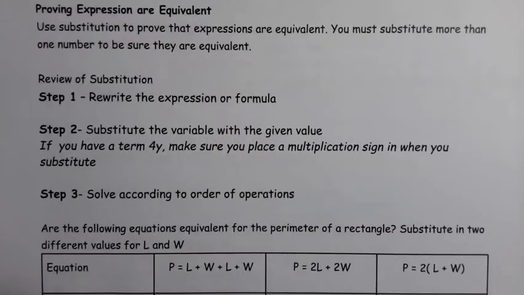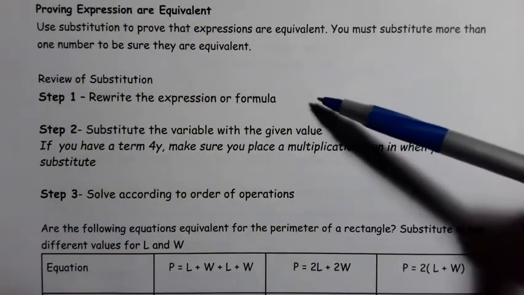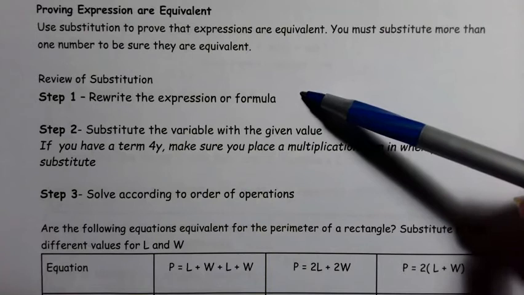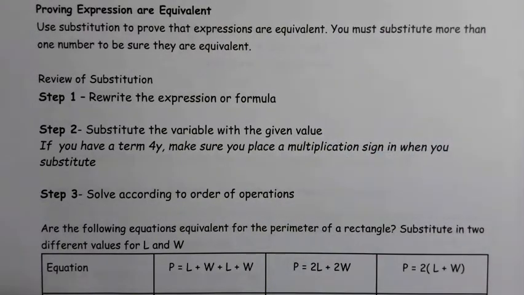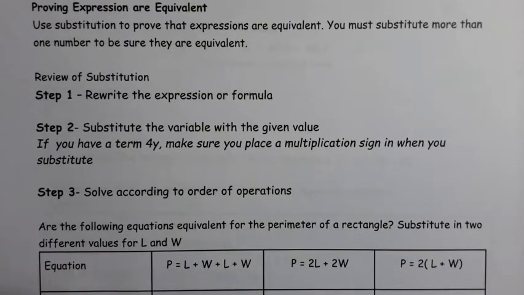So to review our substitution, again, we want to rewrite the expression or the formula. Then you substitute the variable with the given value. Again, if you have 4y, you want to make sure that you place the multiplication sign in between, and then you solve according to order of operations.